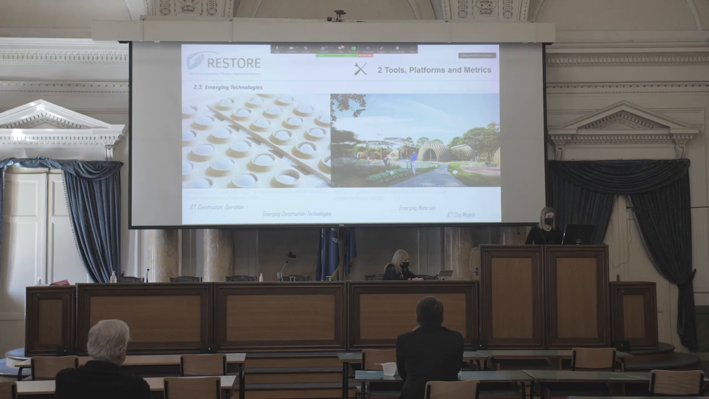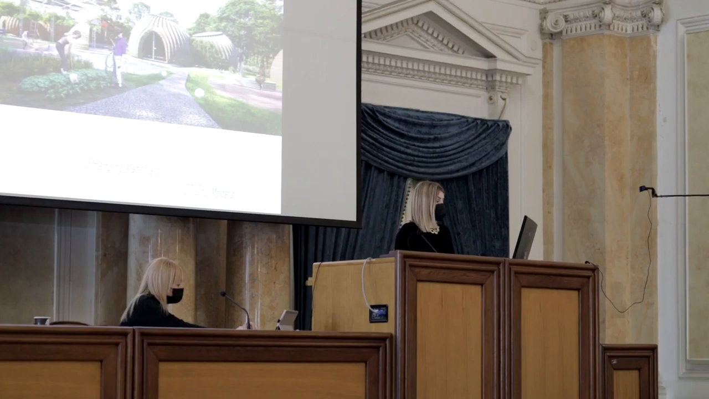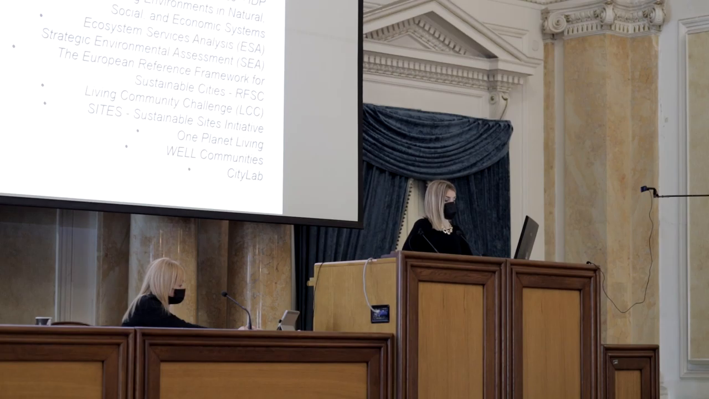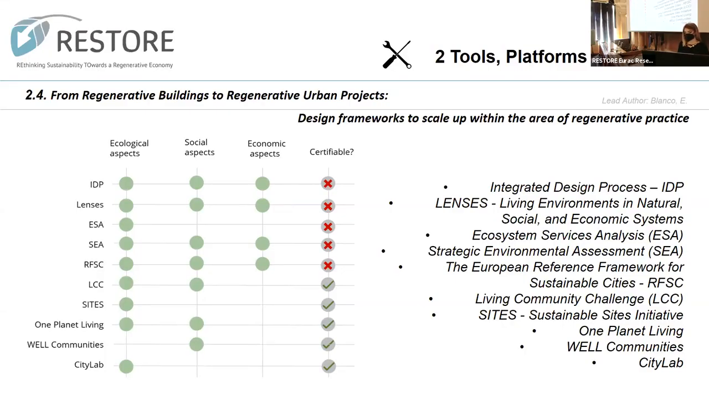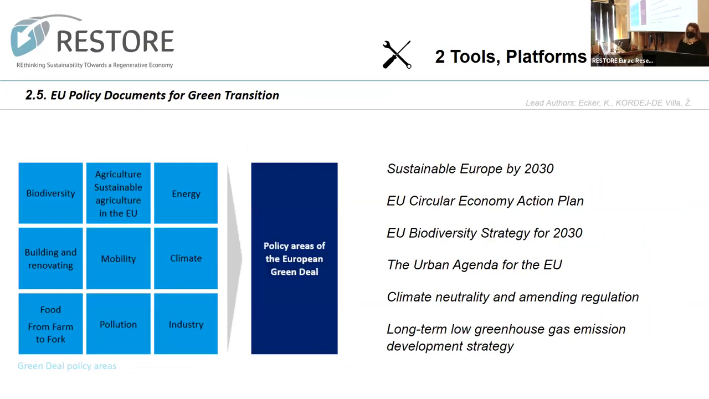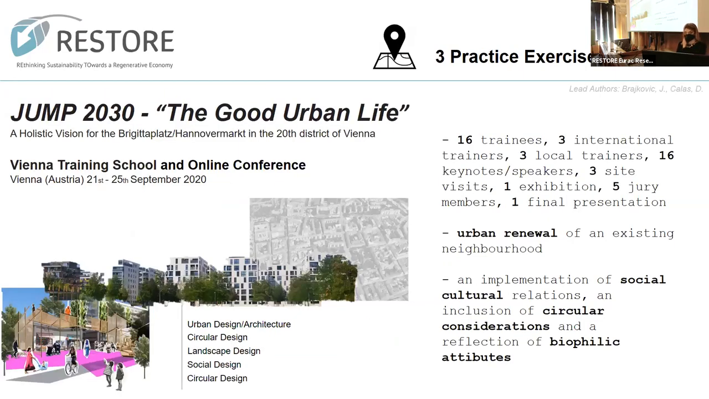Emerging technologies are dealing with new technologies that can shape a completely different experience of the built environment. Here you can see even the idea of completely 3D printed habitats and innovative eco housing. Design frameworks, we also dealt with that: which design frameworks we can use, which results they achieve, and which is more or less effective in a certain context. And of course, EU policy documents for green transition, and where Europe is and how this can be improved and further implemented in practice, and how it is going.